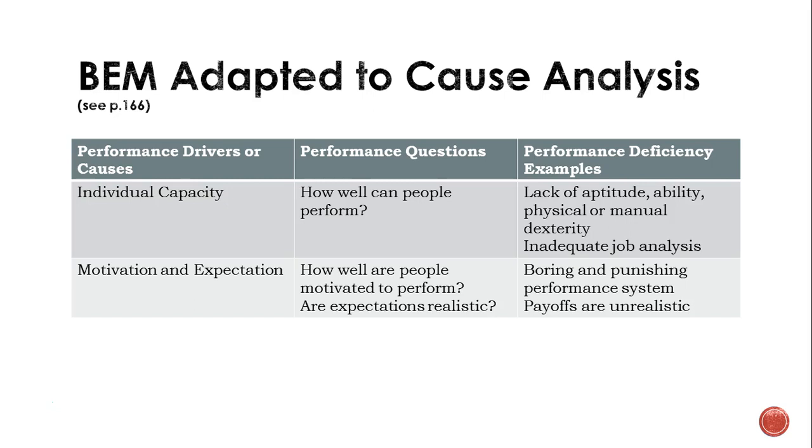So some questions that you'll need to ask as you take a look at some of these gaps. Think about, how well are people motivated to perform? And are there a lot of different ways that people can be motivated? Are some of the expectations realistic? And then you can see some of these performance deficiencies that would go along with it. Boring and punishing performance systems, payoffs may be unrealistic. These are the performance drivers or causes, the performance questions, and also some deficiency examples that will hopefully help you as you go through not only the Angelica case study, but also the Pfeiffer case study as well.